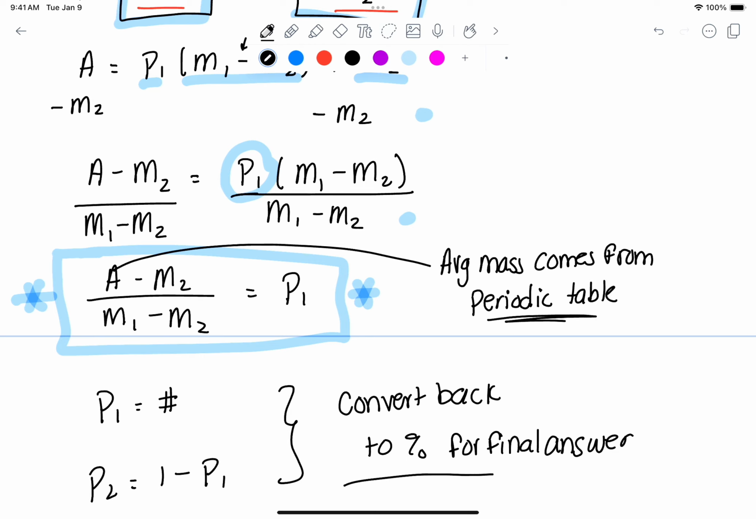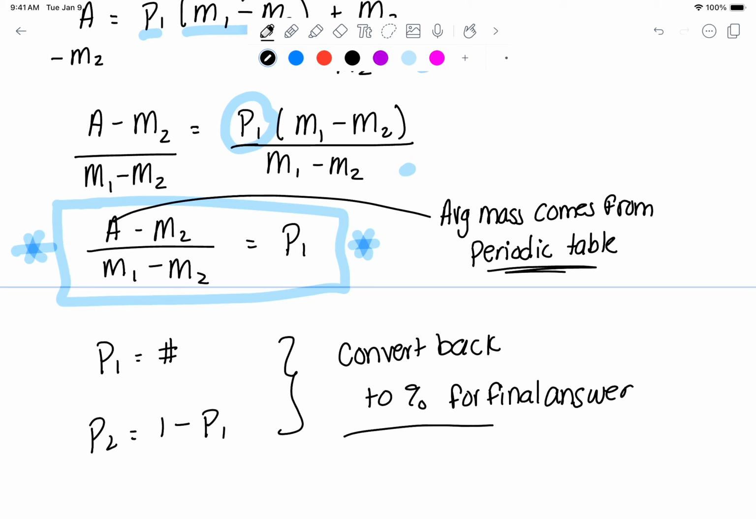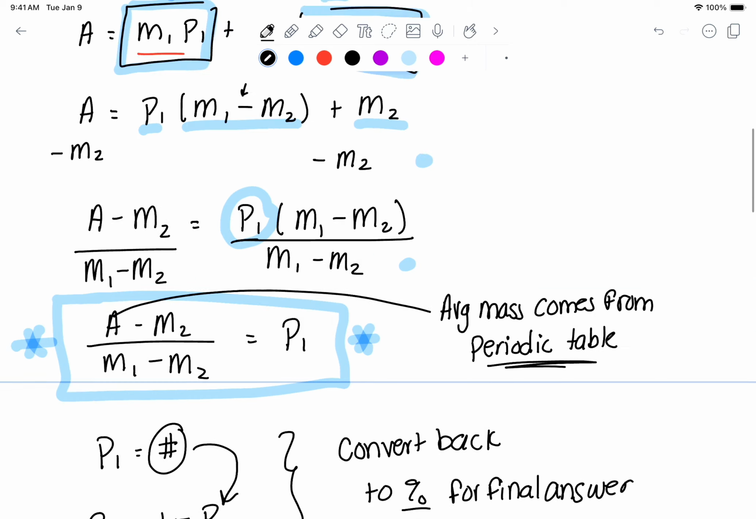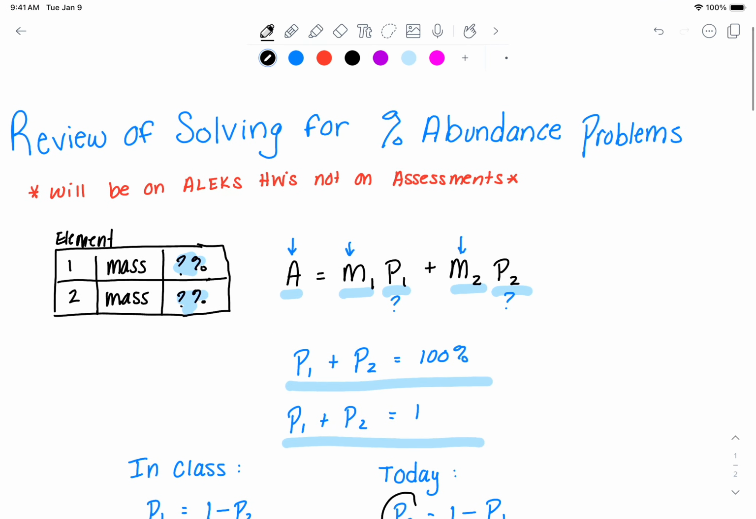Once you solve for P1, you're going to get some value for it, some number. You're then going to plug that number back into our original substitution equation in order to solve for P2. And then once you have those two values, you'll convert it back to the percentage, which you can then input for your answer in your ALEKS homework.